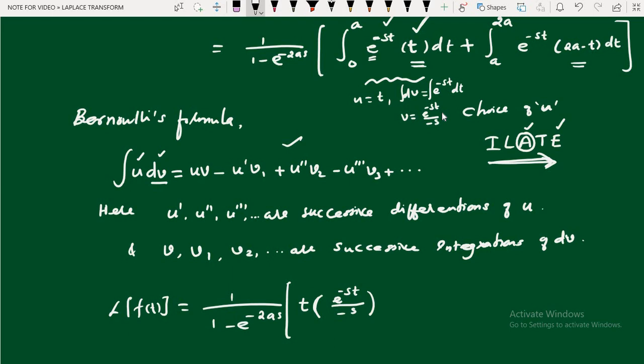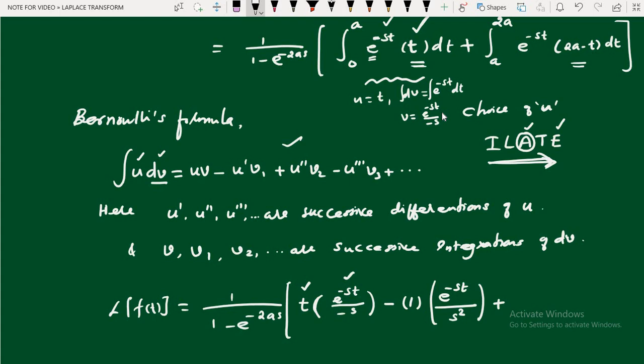Right. Now the next term is minus. Then differentiate the first function, then integrate the second function. This is the logic we have to follow until we get 0. Now what is the differentiation of t? Differentiation of t with respect to t is 1. The integration of e power minus st is e power minus st divided by minus s. Already one minus s is there, so minus into minus gives plus s square. That's all.